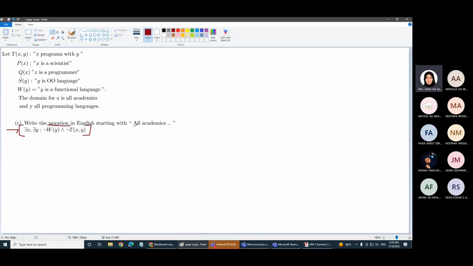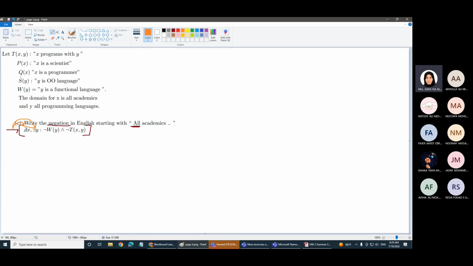And they give me here starting with all academic. If they want from me to start with all, I know that I have to distribute this negation. If they said just write the negation in English and stop, you have the choice either to distribute أو تستخدمون no. لأن not there exist معناتها there is no أو استخدم الكيورد no مثل ما قلنا. فالحين اللي هني عندي يبيني all معناته I have to distribute.